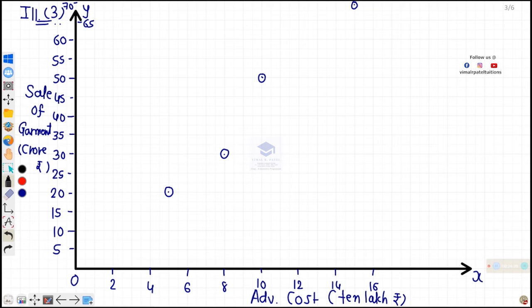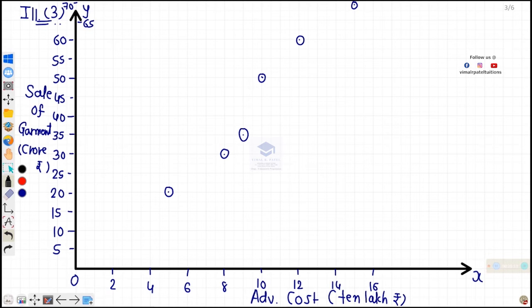12 and 60, and 9 and 35. So this type of graph is obtained by plotting all the values of x and y on the graph paper. Here you can see the direction is increasing, but it is not in the same proportion. All the points are not on a straight line.